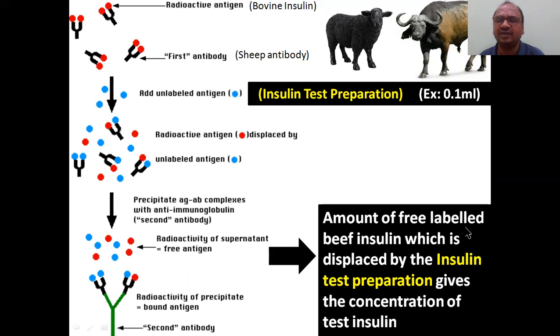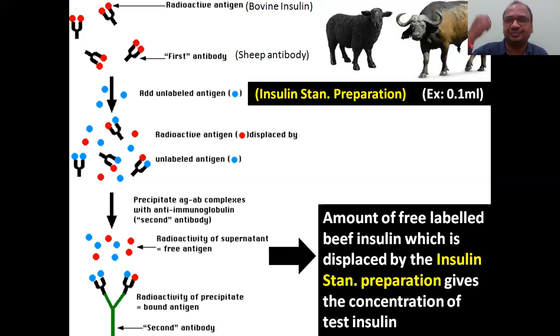From this, the amount of the free labeled beef insulin which is displaced by the insulin test preparation gives the concentration of the test insulin. This point you have to write. Very, very, very important. Once you have got this for the test preparation, now you go for the standard preparation, same procedure. So here also you will get one value, the amount of the free labeled beef insulin displaced by the insulin standard preparation. Both you have to calculate using the same above formula. How much you have given, how much radioactive label becomes free, compare the two values. Easy.